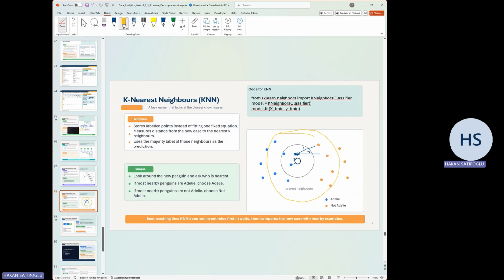So the final prediction is made by majority vote. If most of the nearest neighbors within the circle you indicated are Adelie, then the system estimates this is Adelie. Okay, highly likely Adelie. If most nearby neighbors are not Adelie, then it's not going to predict Adelie. It's going to predict another species. And so this is what is happening. Okay, then let's jump back to our illustration.